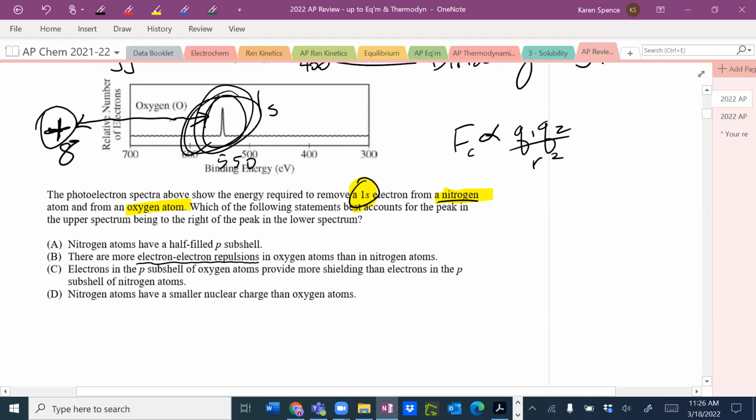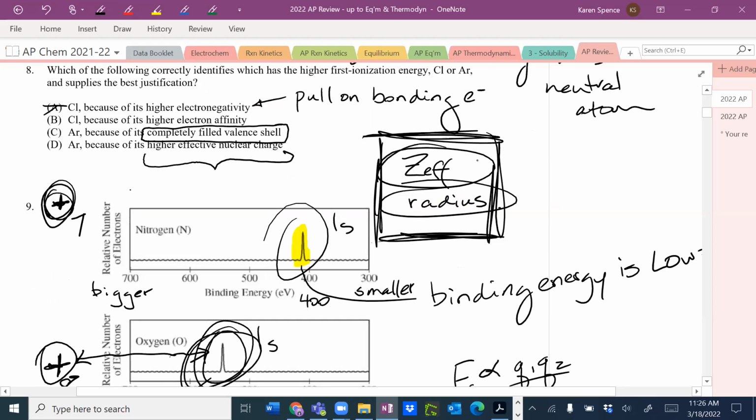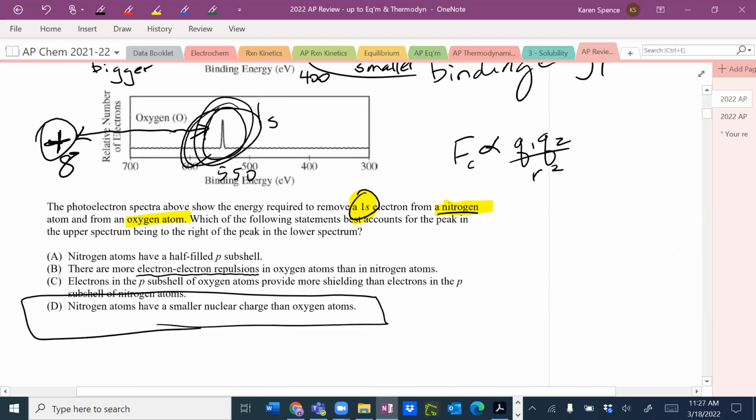Electrons in the p subshell of oxygen atoms provide more shielding than electrons in the p subshell of nitrogen atoms. I don't even know what they're talking about there, so just ignore that. And nitrogen atoms have a smaller nuclear charge than oxygen atoms. Once again, we go back to arguing in terms of effective nuclear charge and radius. Okay.